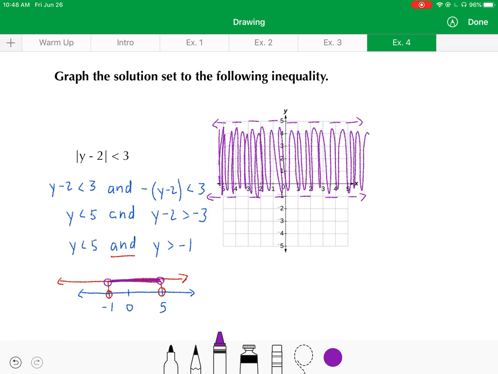Notice it doesn't matter what the x value is because there is no x variable in this inequality. We're only focusing on the y variables. As long as y is between 5 and negative 1, you are a solution. Okay. Notice had the inequality instead been the absolute value of x minus 2 less than 3, instead of horizontal lines, I would have graphed vertical lines at x equals 5 and x equals negative 1. But other than that, everything else about this process would be the same.